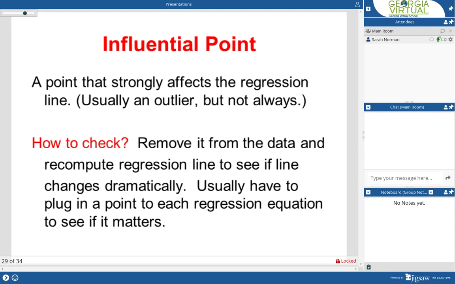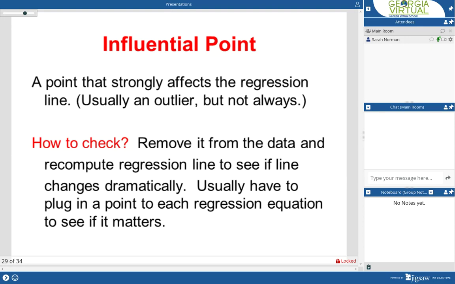You're probably wondering, you still haven't told us how to compute a regression line. Well, you may have seen it already in the content, but I'm going to show a video here in a few minutes, and then it'll show you how to do that. And usually you'll have to plug in a point to each regression equation to see if it matters, like see how much difference it has made.